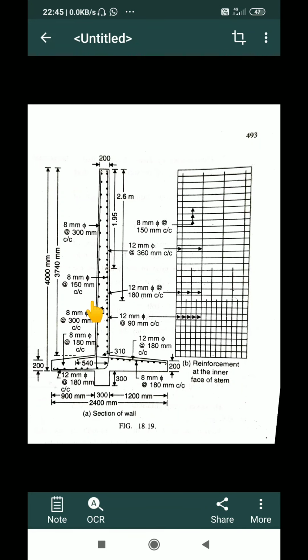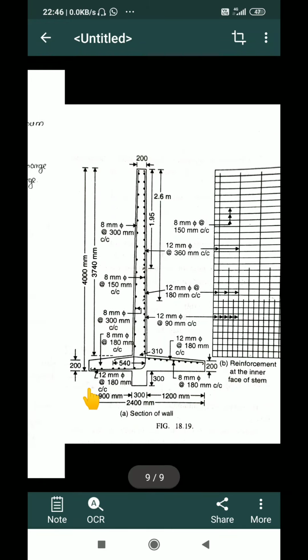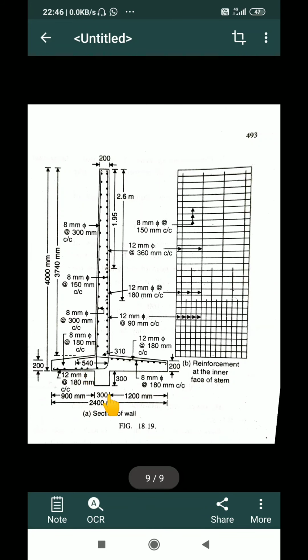This is one example of a reinforcement arrangement in a retaining wall. This is a cross section of a retaining wall. You can see here this projection. This is called a shear key. This rectangular or box type of provision is called a shear key. This shear key helps in resisting the sliding failure of a retaining wall, and it also carries certain forces.